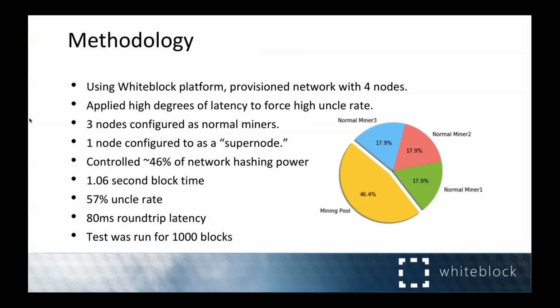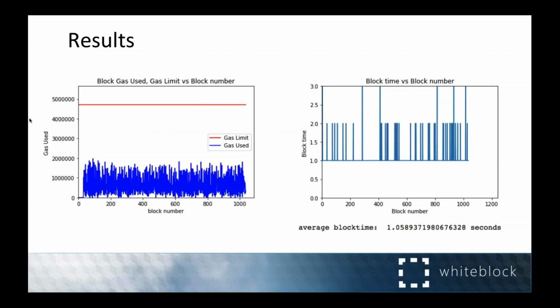We provisioned the network for 4 nodes, applied high degrees of latency to force a high uncle rate, and 3 nodes were configured as normal miners. 1 node was configured as the super node that controlled 46% of the network hashing power. The block time was 1 second, 1.06. There was a 57% uncle rate, 80 millisecond round trip latency, and we ran the test for 1,000 blocks.